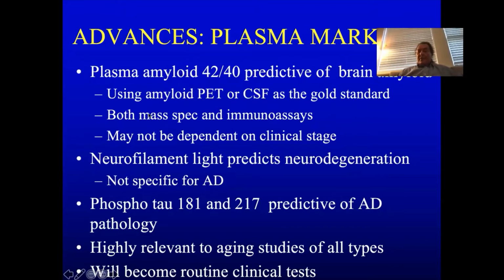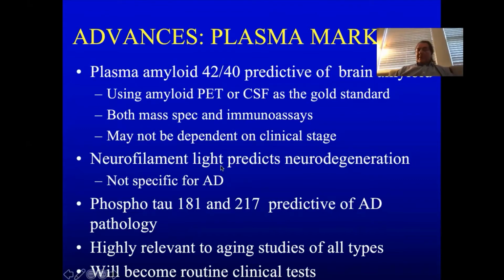The amyloid 42/40 can be measured by mass spectroscopy. And in fact, in the United States, C2N is a company that does this, and the patient samples can be diagnosed, but there are also immunoassays. There is a sense right now that the mass spec assays are a little bit better than the immunoassays, but that could change. We don't think that this is dependent on the clinical stage. That is, if you have dementia or you are a completely normal person, the relationship of the plasma 42/40 to the brain level seems to be the same. So that's the plasma amyloid.